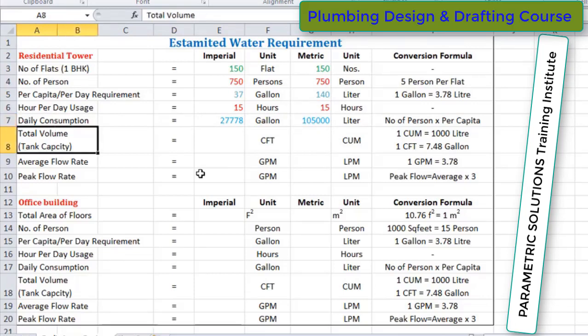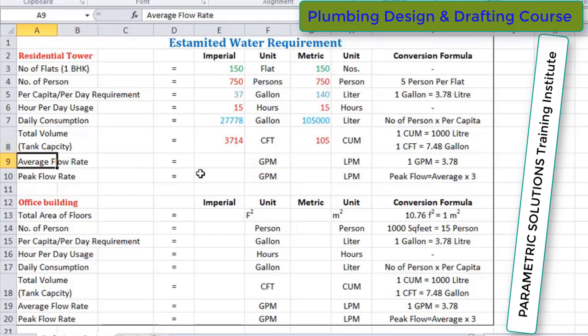If I'm talking about the total volume, the volume is always calculated in cubic feet and also in cubic meters. So if I want to convert this total gallon into cubic feet, that will be equal to divide by 7.48, because 1 cubic foot is equal to 7.48 gallons. So that's why I have directly divided by 7.48. Same here for the cubic meter, this total liter divided by 1000, because 1 cubic meter is equal to 1000 liters. So I have converted this total volume into cubic feet as well as cubic meters.